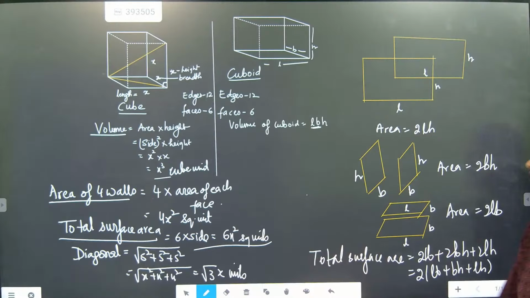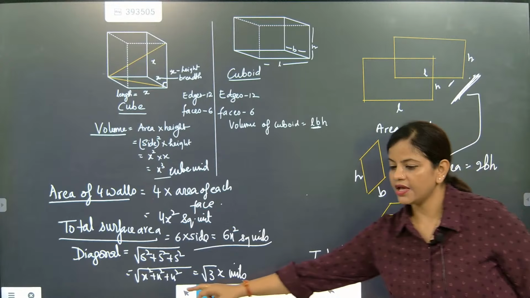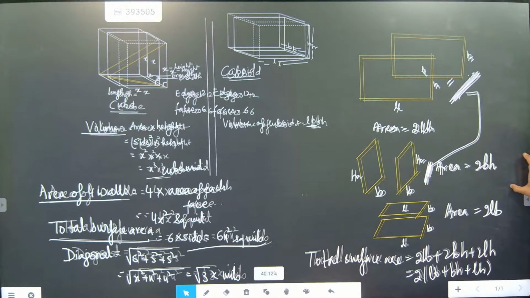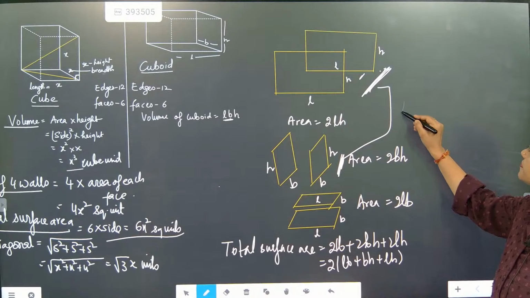Now, beta, one more thing is there: area of four walls. Four walls means these are the front two walls and these are the side walls. So if we take these walls, that is considered as what? Area of four walls.